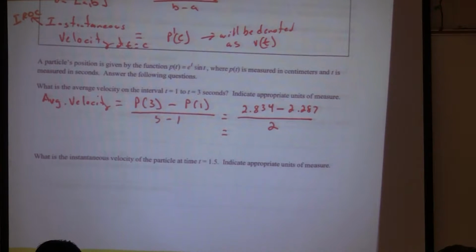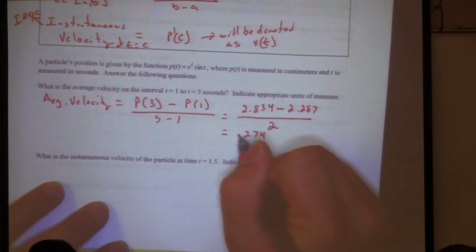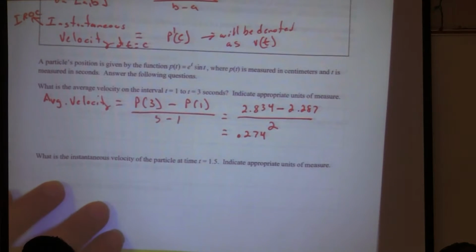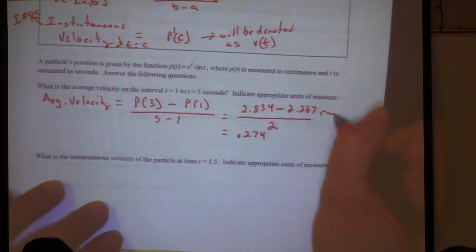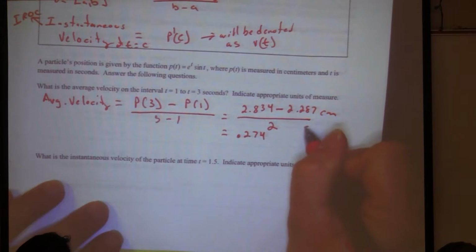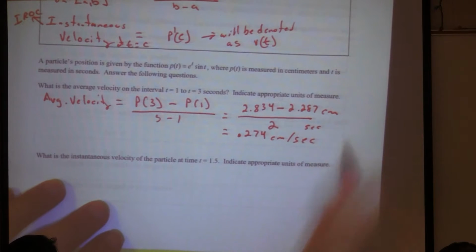So you just store them and then you put the formula? Yeah. Positive point 0.274. Okay, and what would be the units? What were the units of the numbers on the top? Centimeters per second. These were centimeters and the numbers on the bottom were seconds, so this would be centimeters per second, right?